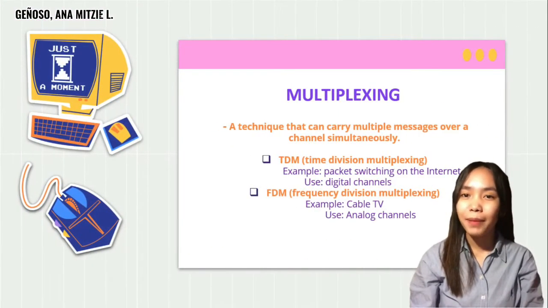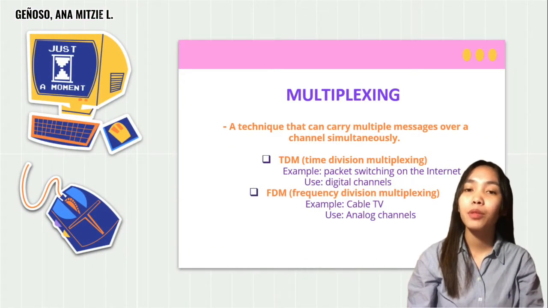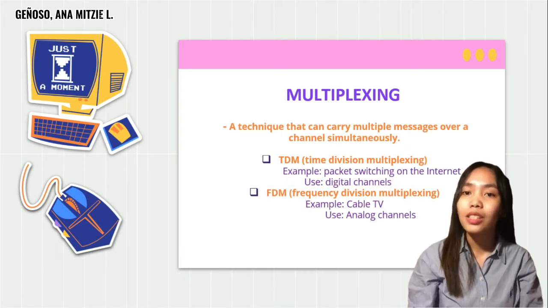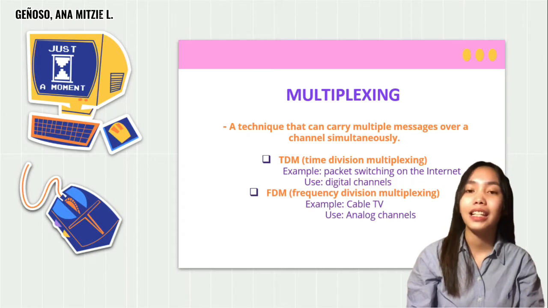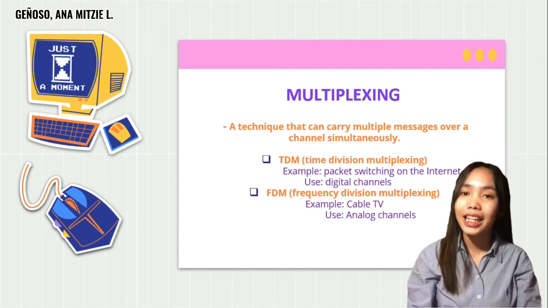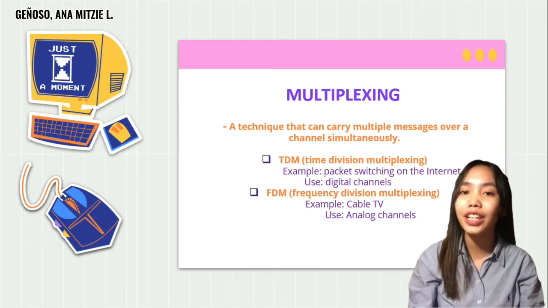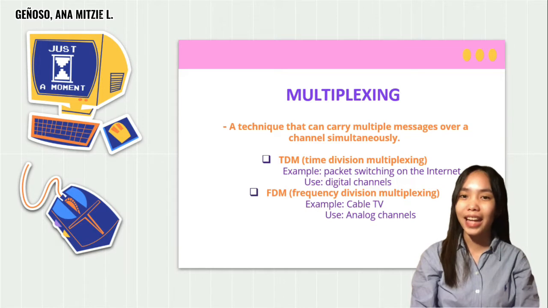Next, we have multiplexing. It is a technique that carries multiple messages over a channel simultaneously. It has two components. The first is time division multiplexing, or TDM, which is commonly used for digital channels. The second is FDM, or frequency division multiplexing, which is used for analog channels.